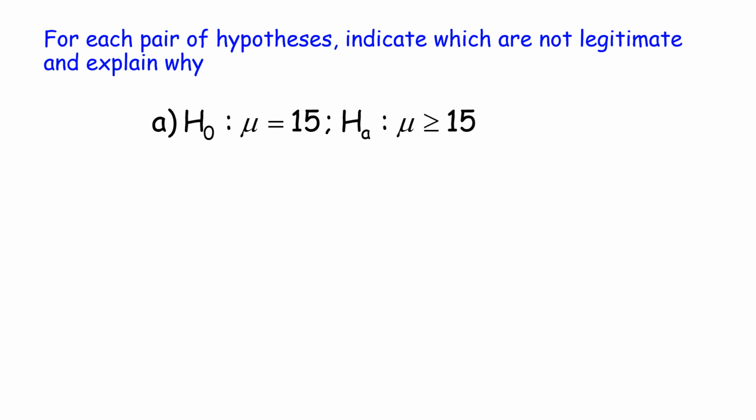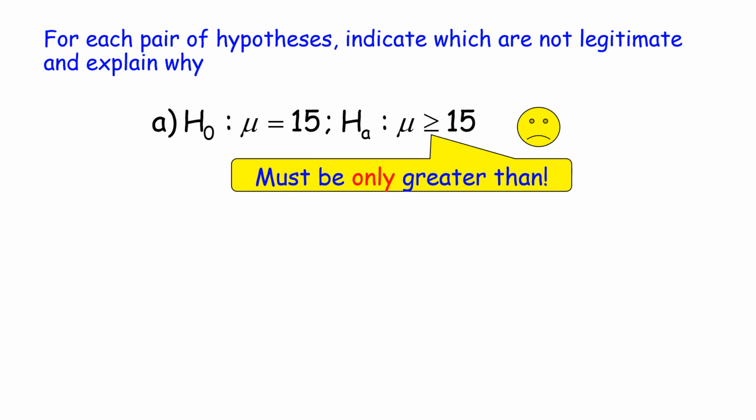Let's look at some other examples. For each pair of these hypotheses, we're going to indicate which are not legitimate and why. So in our first example, our null hypothesis, our H naught, is that mu equals 15. And our alternative hypothesis is that mu is greater than or equal to 15. So is this legitimate or not legitimate? It's not legitimate because it can only be greater than for the alternative hypothesis. Our only choices are greater than, less than, or not equal to.